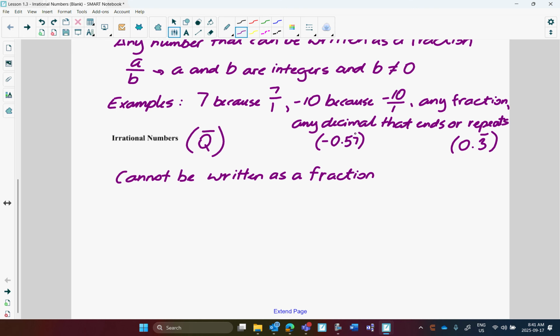Can you think of a number that never repeats or never ends? Pi. Because it's 3.14159, goes on forever. We have no idea what the last digit is. Okay? Any square root of a non-perfect square.